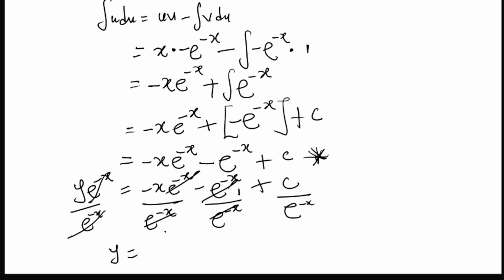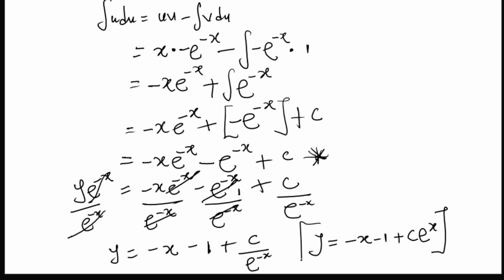So your new equation will now be minus x minus 1 plus C divided by exponential minus x. Remember what we have here, we can simplify this. If we simplify this, our y, which we've already solved, will now be minus x minus 1 plus c exponential x. So basically this will be the solution for our question given. Are we together?